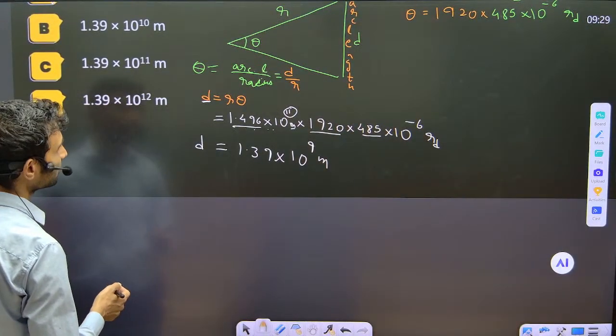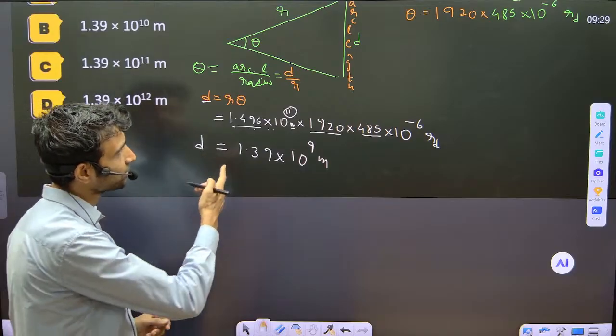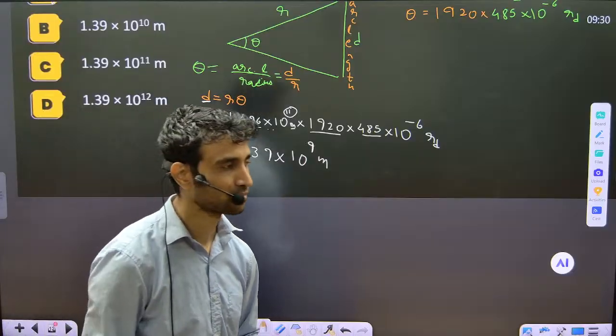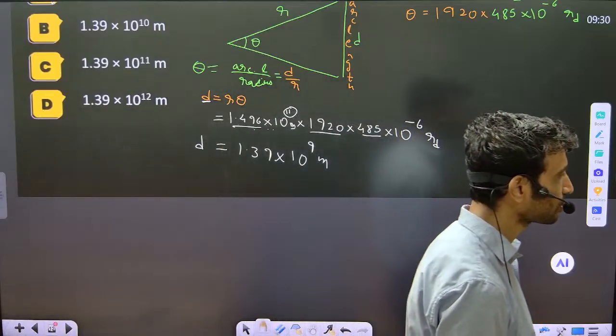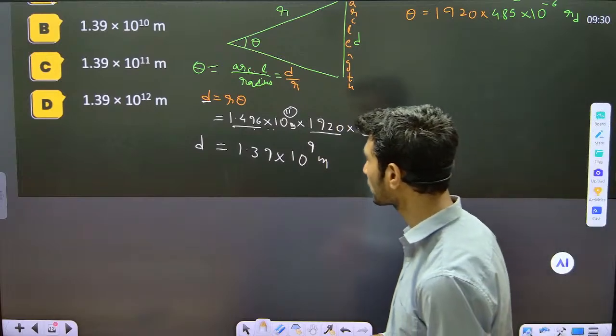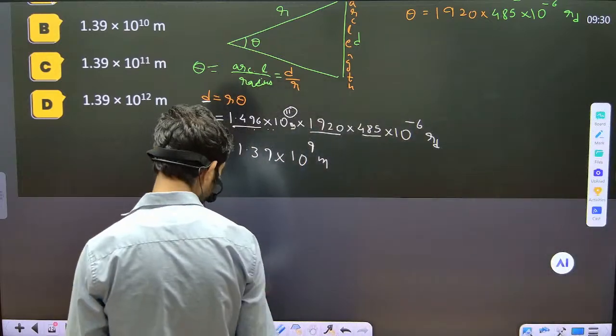So let us see. First, you guys give it a try. How to do it by crude calculation? Because I did it by calculator, some of you wanted it by crude calculation. First of all, try it by yourself. How can you do it by crude calculations? I'll just give you a hint.